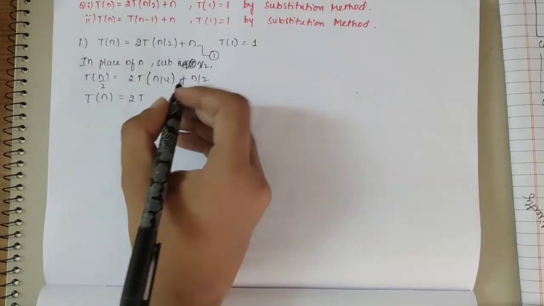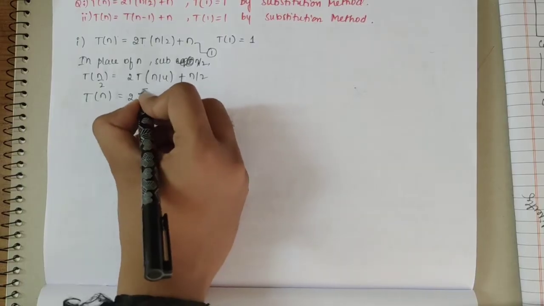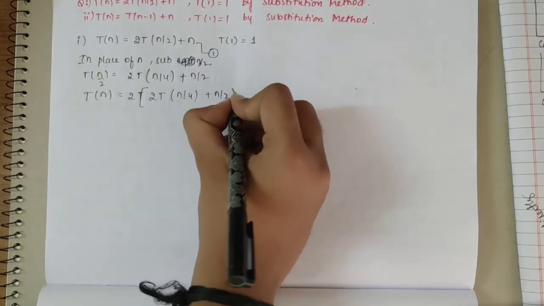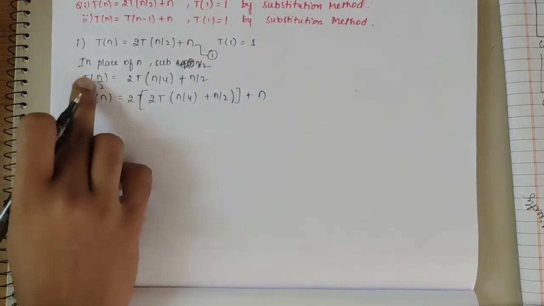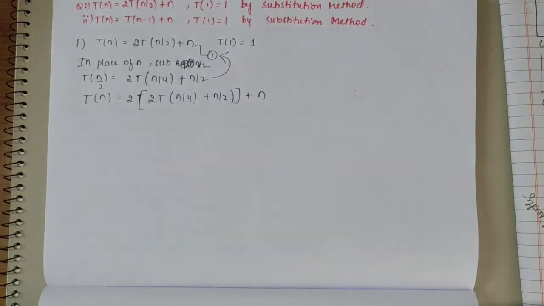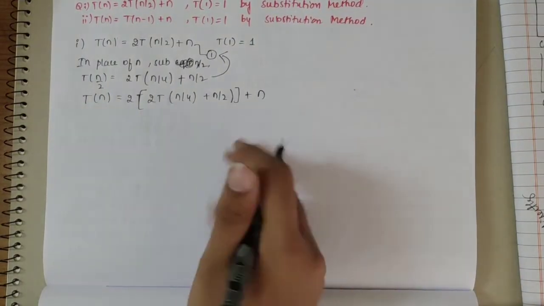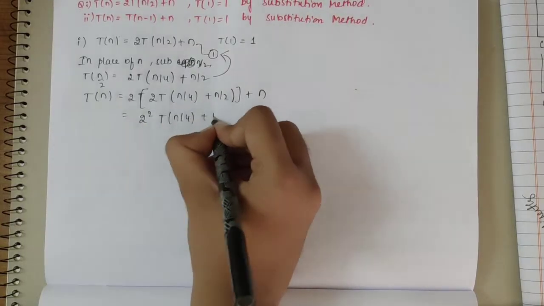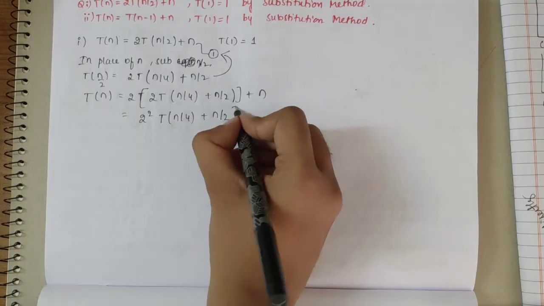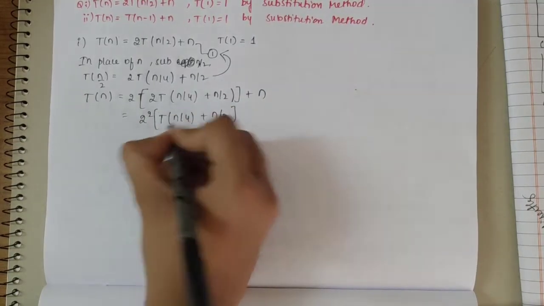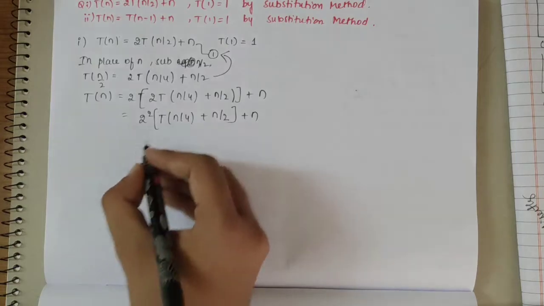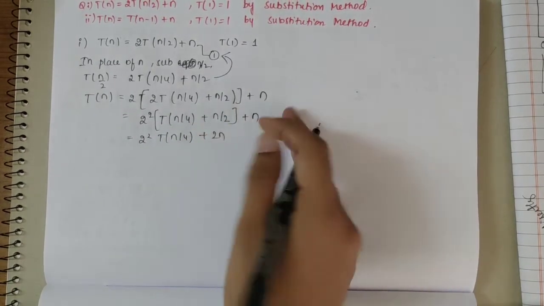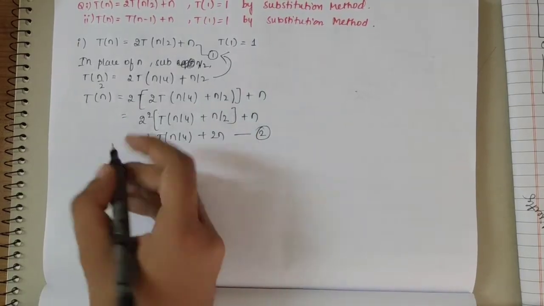Now I'll substitute this in the T(n) value, in equation 1. So it will be 2 outside, 2T(n/4) + n/2 is the internal part, plus n. Okay, so I got this. Solving this, I would get 2^2 T(n/4) + n + n. So further I can write it as 2^2 T(n/4) + 2n. I'll consider this as the second equation.